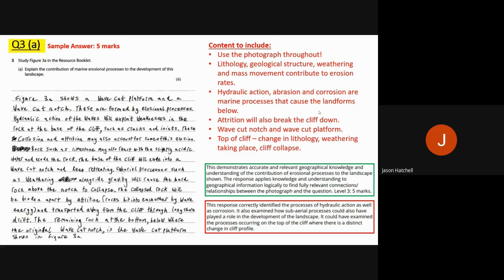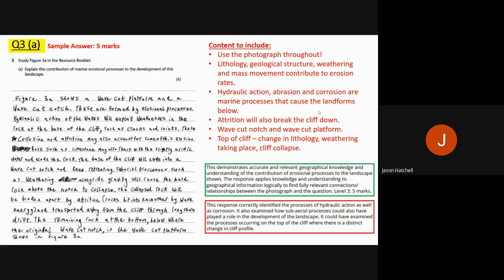So, your content to include, therefore. Use the photograph throughout. Look at the photograph at the start. Look at the lithology. Look at the geological structure, the cracks and the joints and the horizontal lines and the vertical lines in the rock. Think about weathering and mass movement and how they create erosion. Think about the marine processes of hydraulic action, abrasion, corrosion.